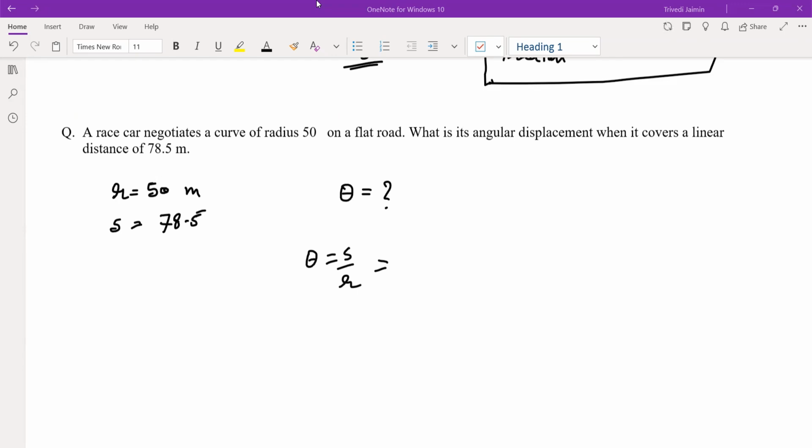Is it 1.41? Okay. So convert this into degrees. Tanishq? That means we need to multiply it with 57.32 only, no? Yes, either 57.32 or 360 by 2 pi, whichever you feel easy.